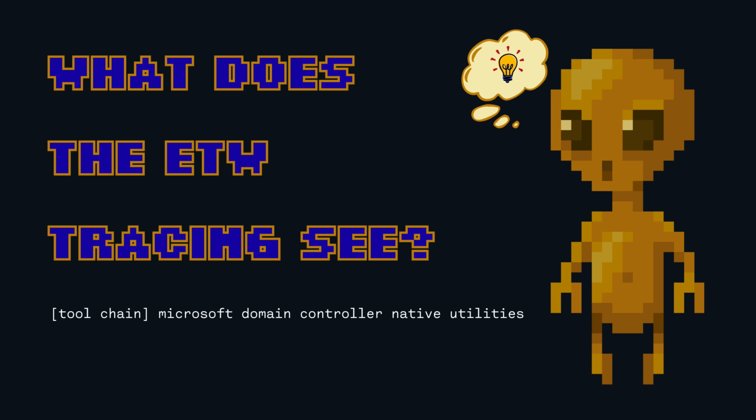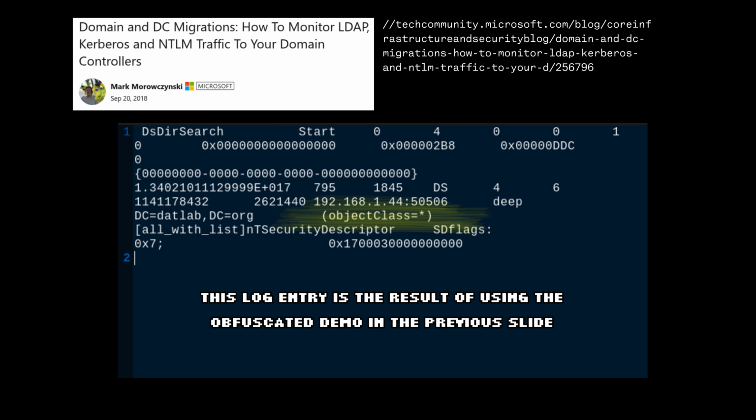What about logging? This log snippet was taken with ETW tracing. You can see in the highlight that the filter looks normal. This is what the domain controller has logged.